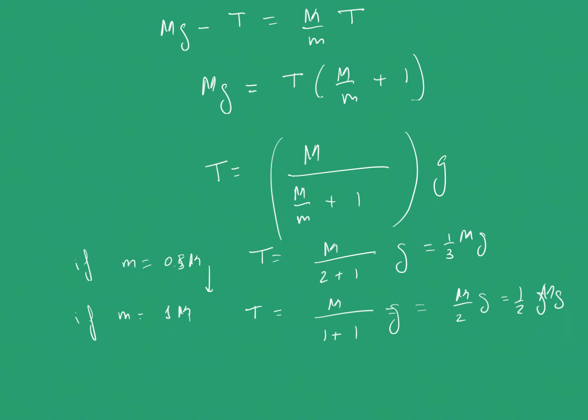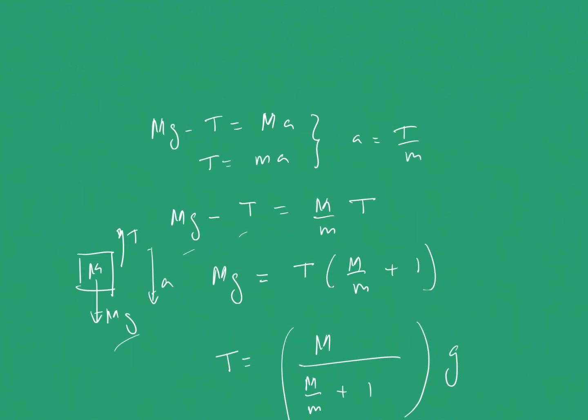So this is the problem, the solution to the problem. For the mass capital M, there is the weight Mg, and there is the tension T going up. So if there is acceleration, it's acceleration downwards. So the Mg will be positive. So Mg minus T will be mass times acceleration. So this is the Newton's equation for the object of mass capital M.